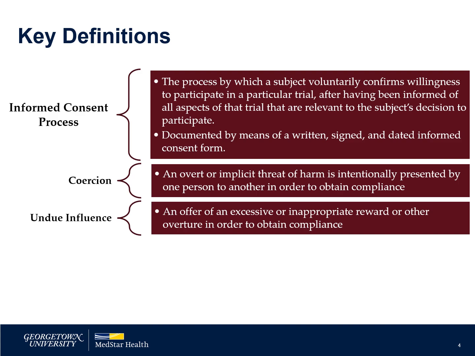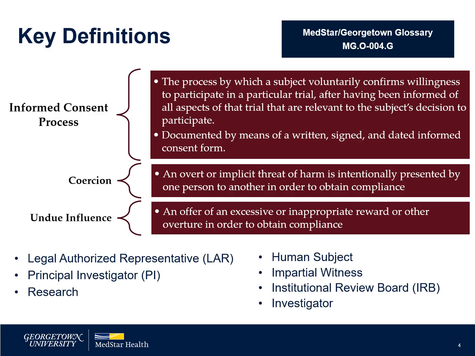Undue influence, according to the Office of Human Research Protections, is when an offer of excessive or inappropriate reward or other overture is made in order to obtain compliance. For example, an investigator might promise their students extra credit if they participate in research, and that would be the only way students could receive extra credit.